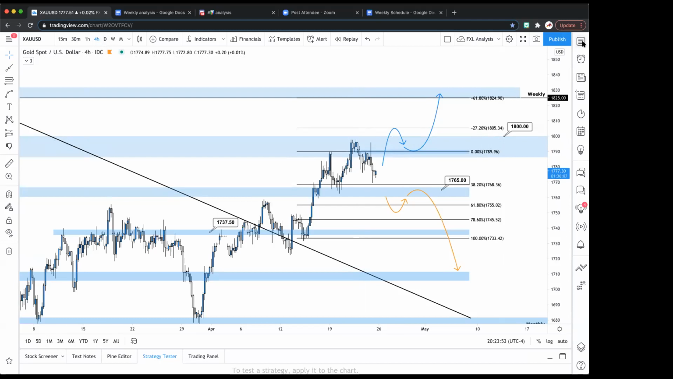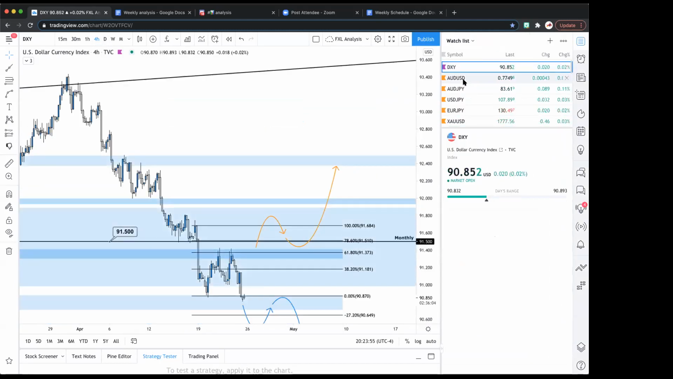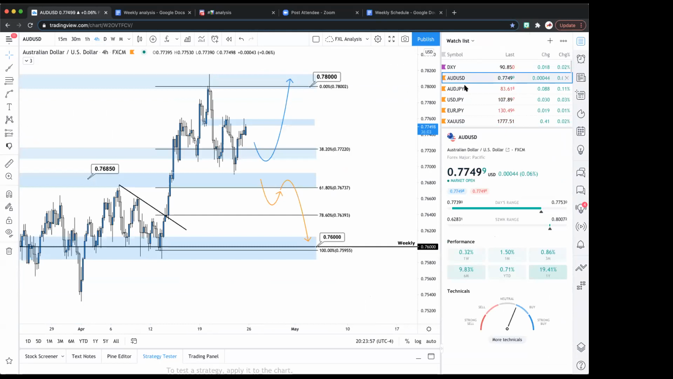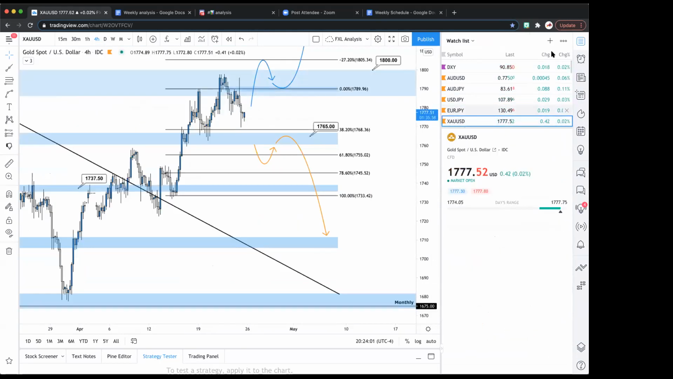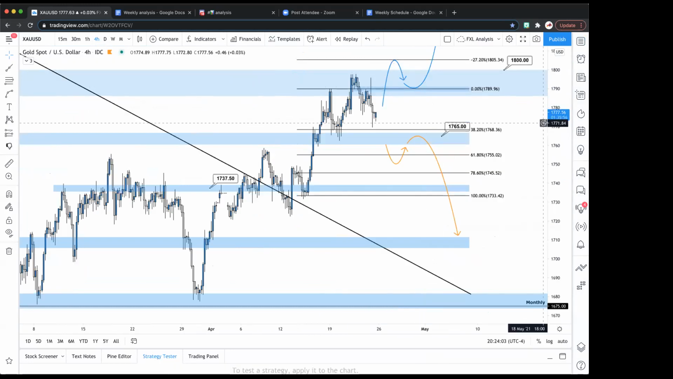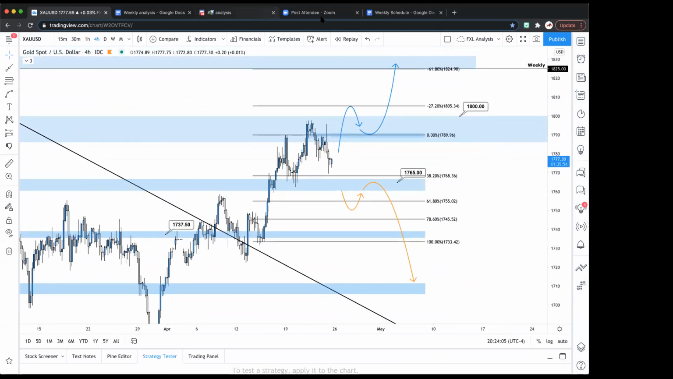So quick recap from me. I covered DXY, AU, AJ, UJ, EJ, and gold. And you guys can always refer back to this. The analysis is dropped in Discord and Telegram.